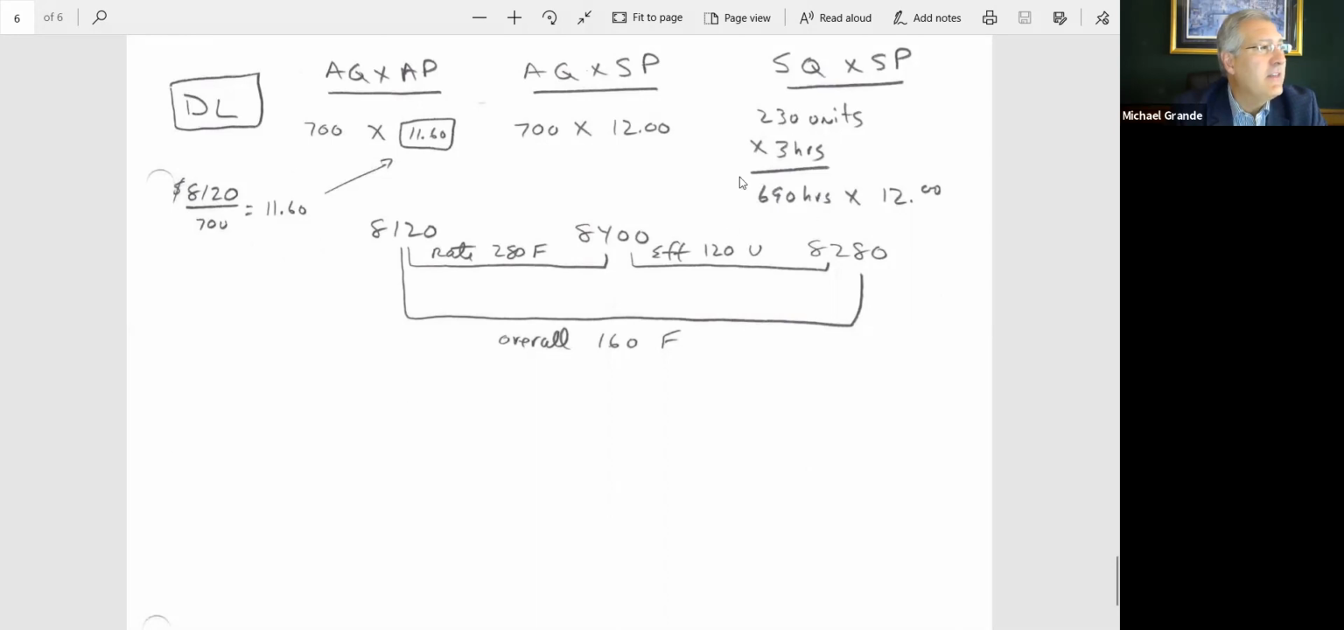Let's look at the quantity variance. They should have used 690 hours. They actually used 700 hours, 10 hours more than they should have, at $12 an hour, $120 unfavorable variance. So they were not efficient, but still on an overall basis, they're doing okay.